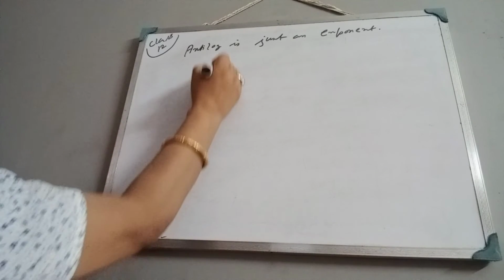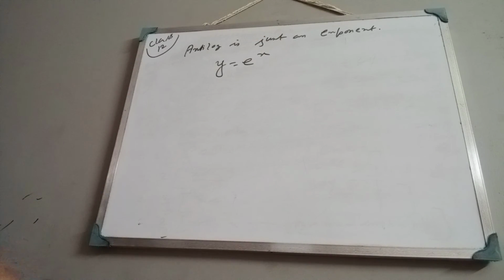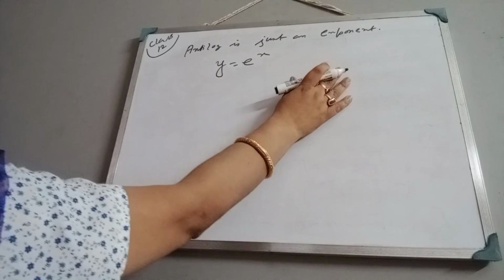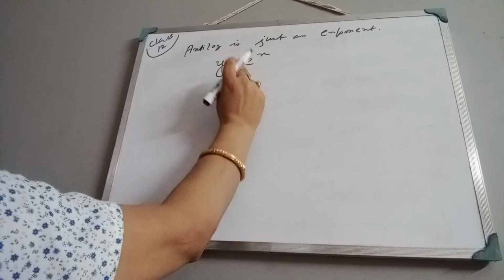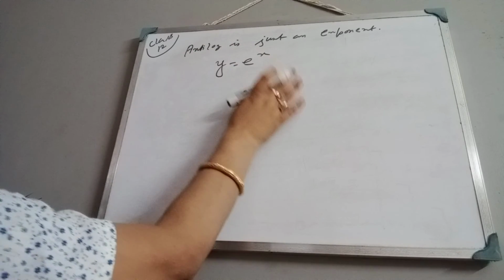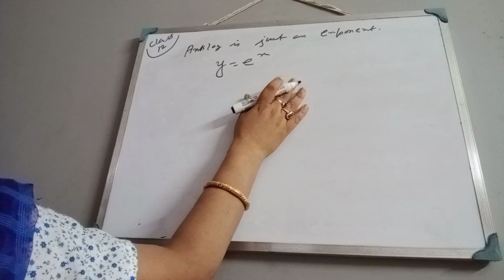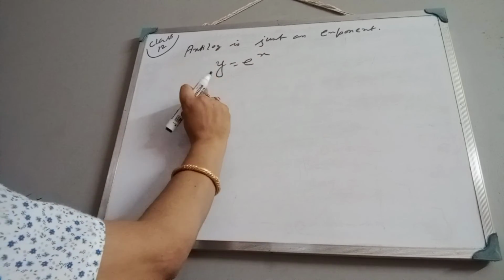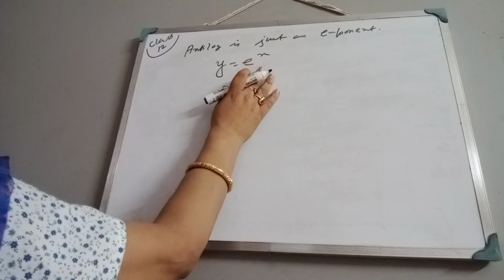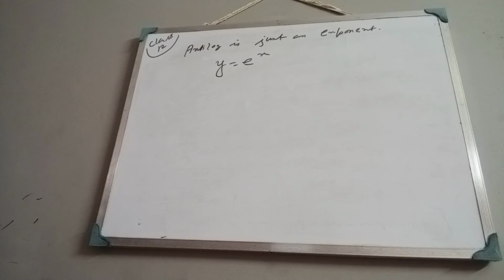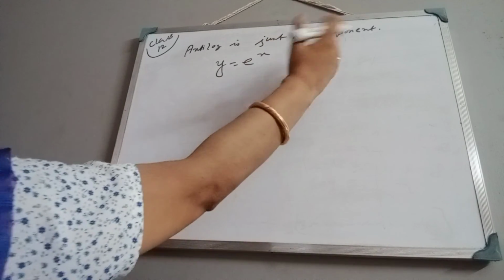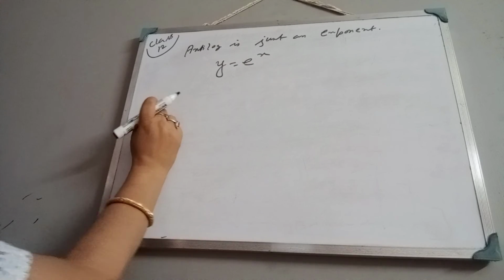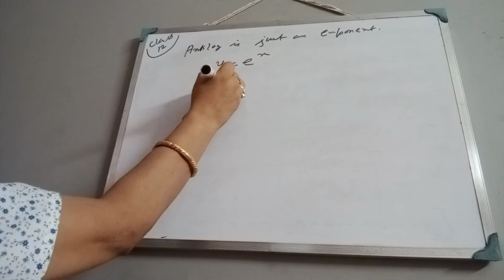Now if I write y is equal to e to the power x, it will change to a linear function. This is the exponential function we know. So this y is equal to e to the power x will change to linear when we take the logarithm to both the sides. Clear everyone? We can write this exponential function in the form of a linear function when we take the logarithm to both the sides. So let us take logarithm to both the sides.